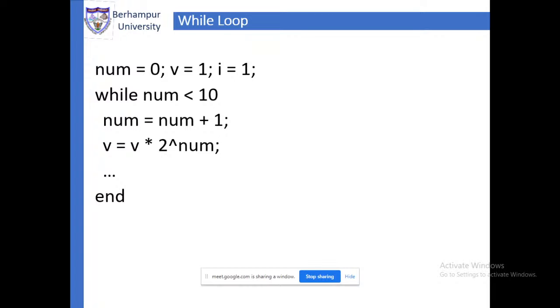It is slightly different from the for loop. In the for loop, you say that you execute it for this number of times, whereas in the while loop, you put a condition under which it will be executed, like num is less than 10, or you can say while num is greater than v. So all those things you can always do.